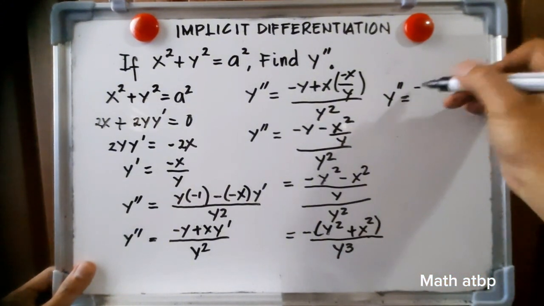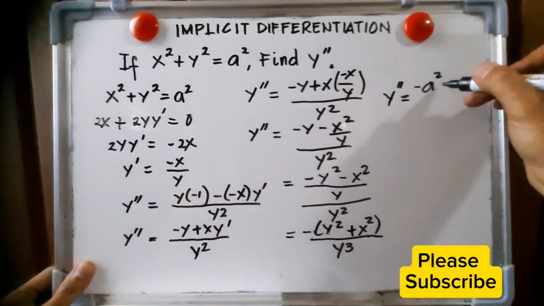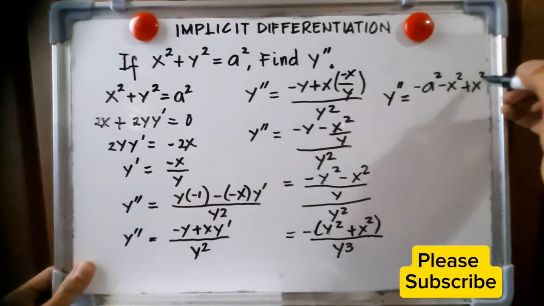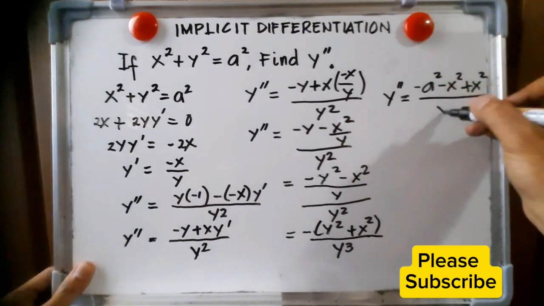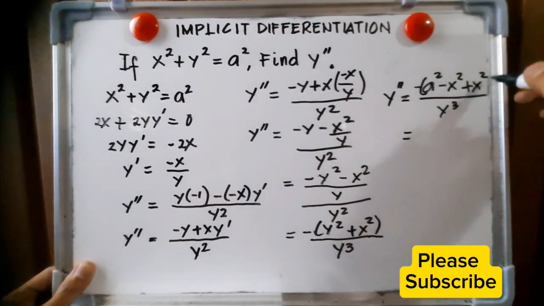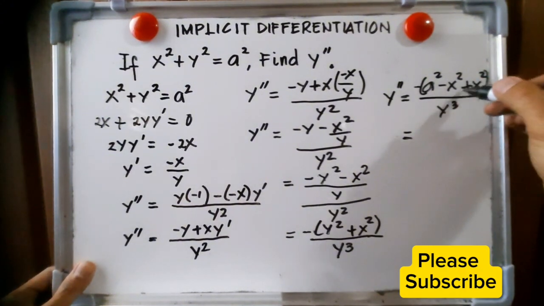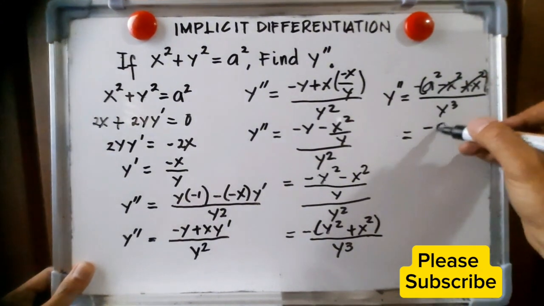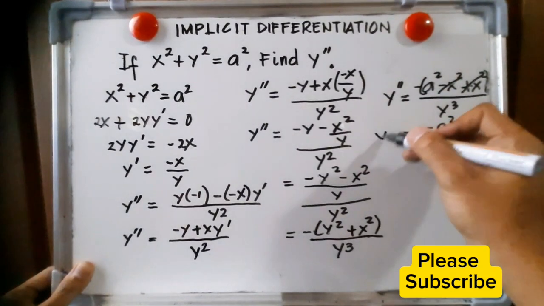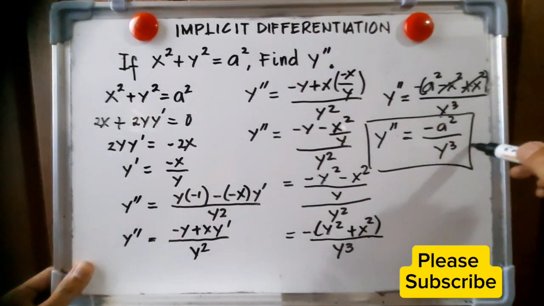This will become negative a squared minus x squared plus x squared over y cubed. And this is equal to, negative x squared and positive x squared cancelled. So we have here negative a squared over y cubed. That is your y double prime. I hope you got it. Thank you.